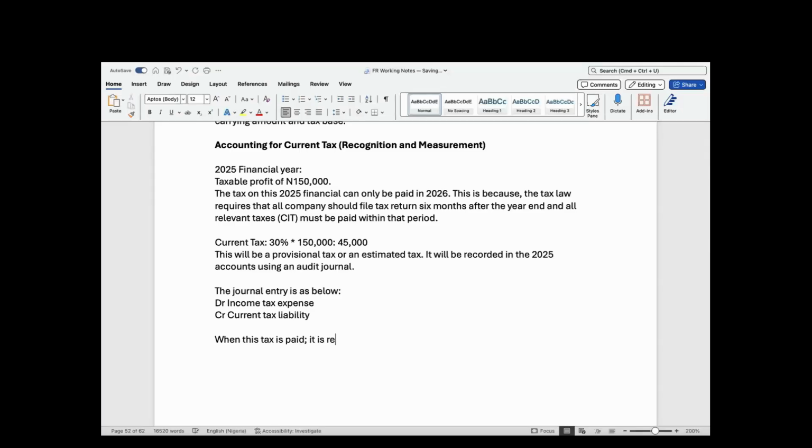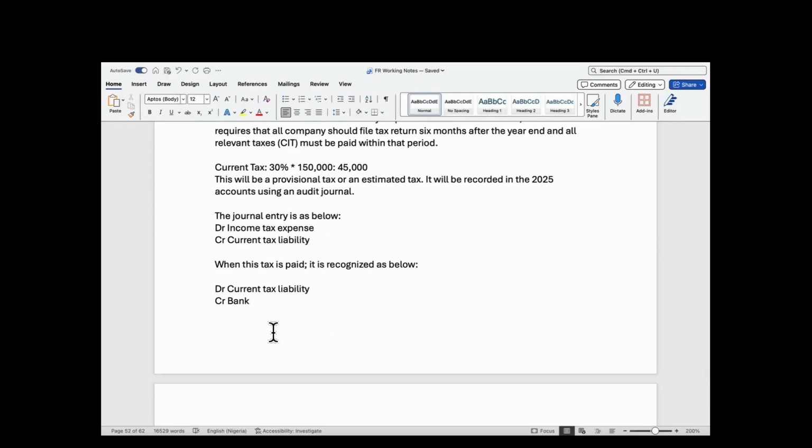So when this tax is paid, it is recognized as below. So first, you are going to nil off the current tax liability because now we have paid the tax, and we are going to credit bank. And don't forget, all this is happening with 45,000. That's the tax that you have completed. And I told you that that is an estimated tax. Now, it should end here ordinarily. It should be over here.